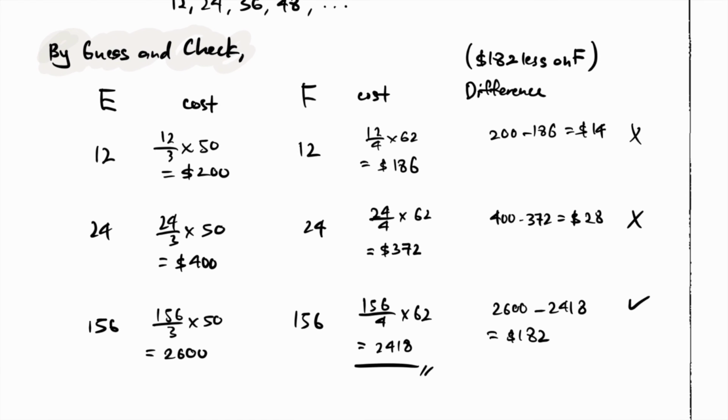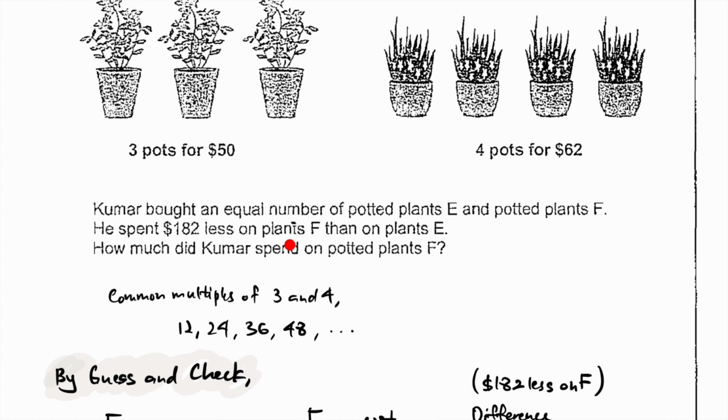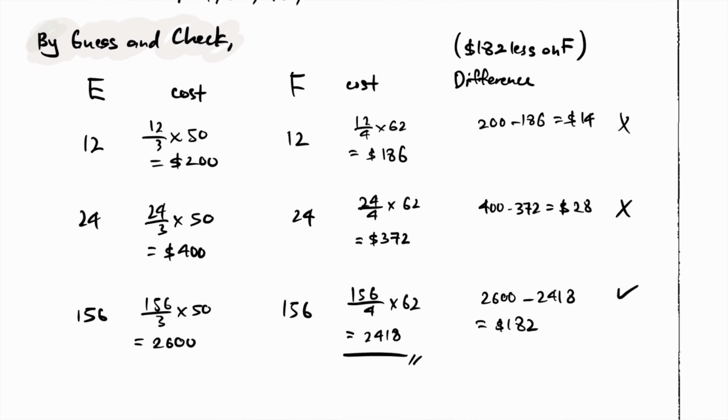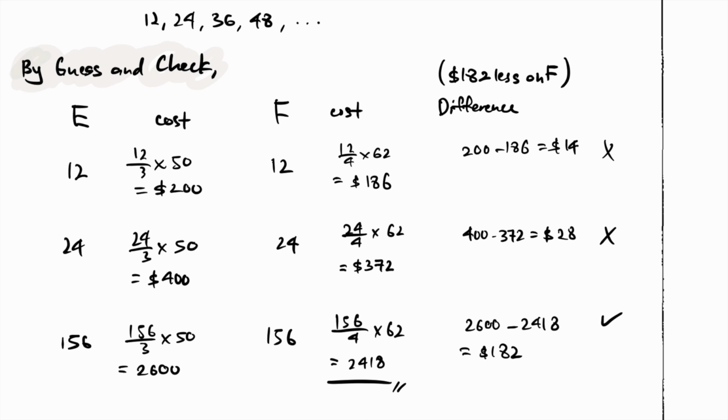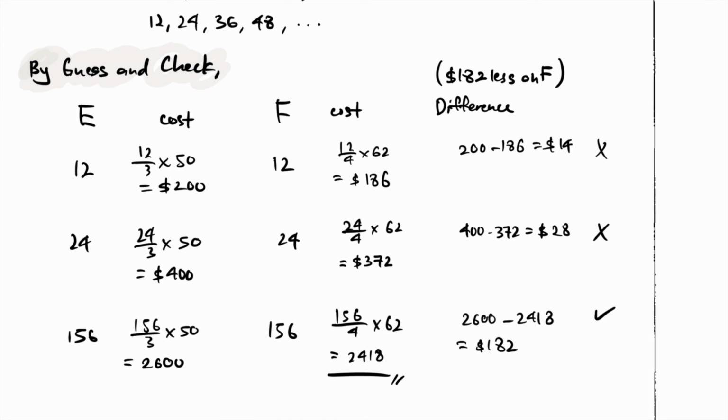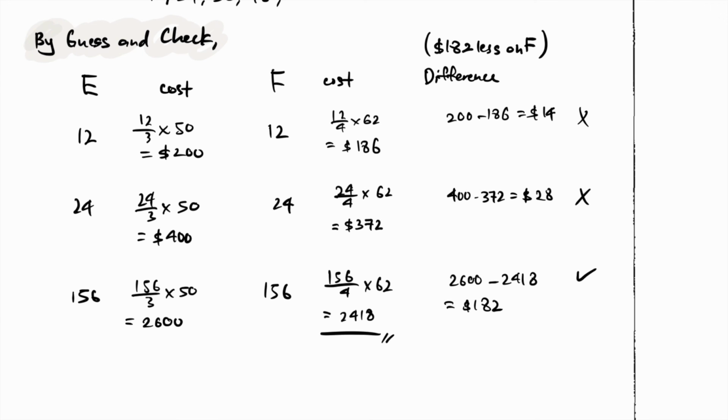Next, I'm going to take the difference because the question tells us the difference is 182, right? 182 less on F than on E. Okay, the guess here is wrong, so I'm going to use the next common multiple, which is 24. Do the calculation, subtract, you get 28. Next, use 36, 48. I happen to use 156 and realize that that is the correct answer. So 156 divided by 3 gets this, 156 over 4 times 62 gets this, the difference becomes $182.